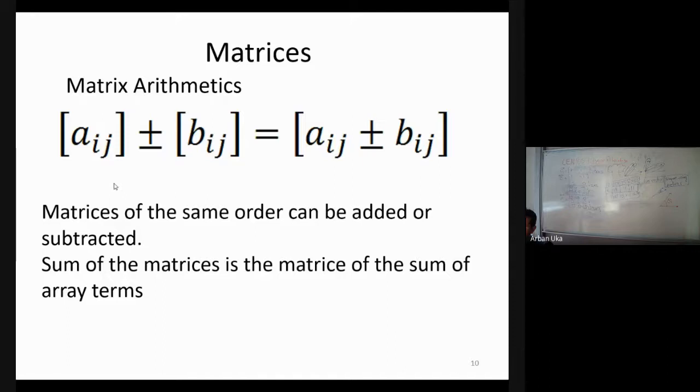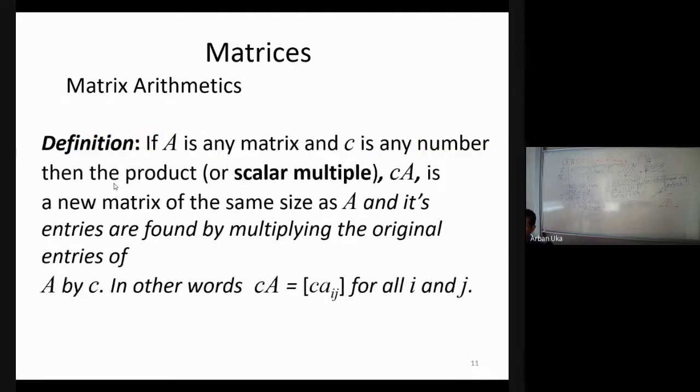Now again, the addition of these two matrices, we can see it also here. So element-wise, element-to-element addition, as shown here. Then we can also define the scalar multiplication of a matrix.